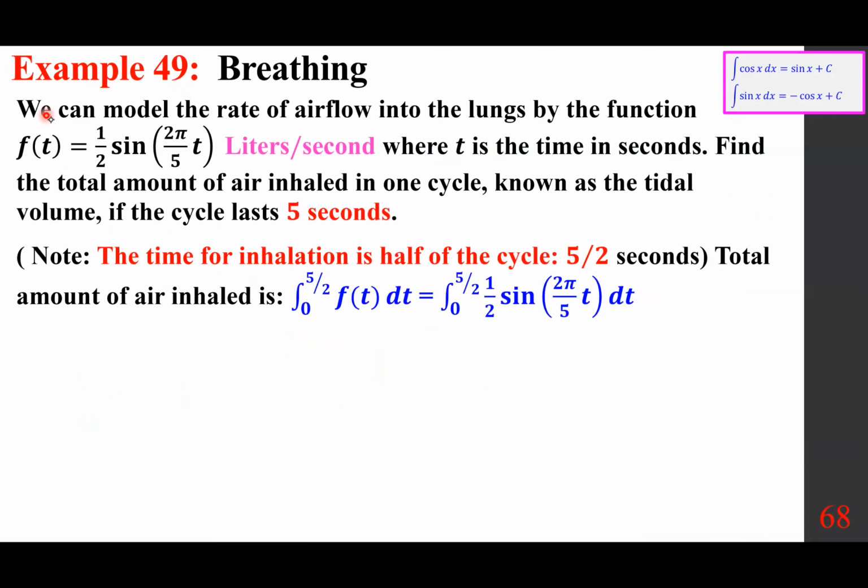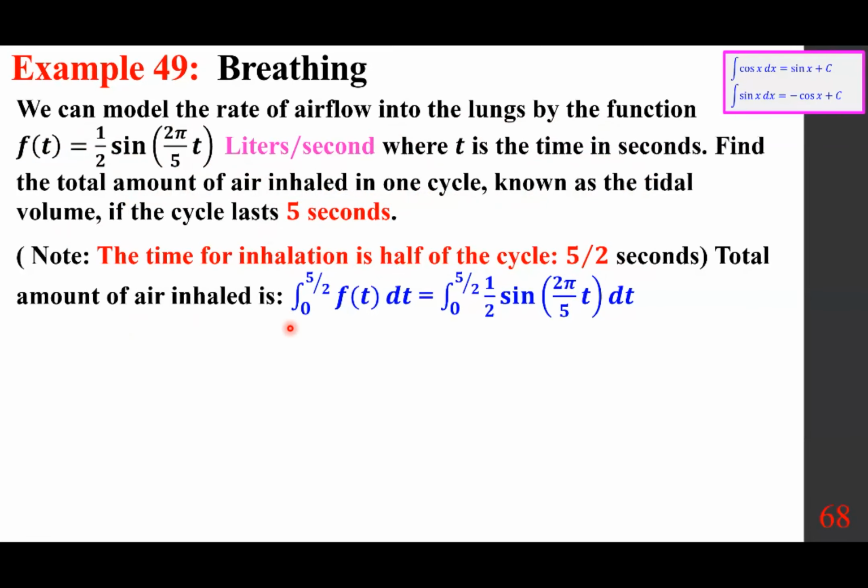Okay. No one? We can model the rate of airflow into the lungs by the function f of t equals half of sine of 2 pi over 5 t liters per second, where t is the time in seconds. Find the total amount of air inhaled in one cycle, known as the tidal volume, if the cycle lasts 5 seconds. And the note is the time for inhalation is half of the cycle. That means 5 halves, because this is 5, half of it is 5 halves seconds.